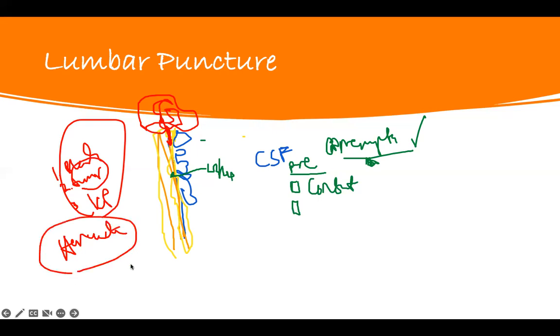So watch out. Before you do any lumbar puncture, you need to get a CT scan first. Number one, get a CT scan to make sure that there is no brain lesion anywhere in the brain that will herniate because of the change in pressure. So they get a CT scan.